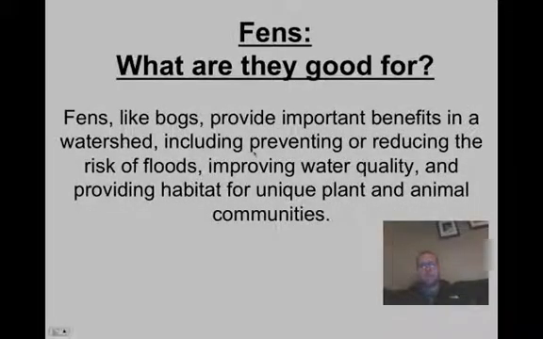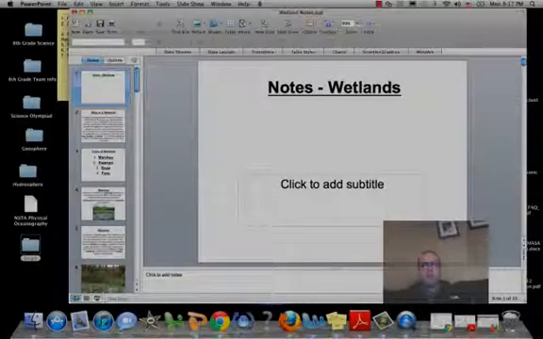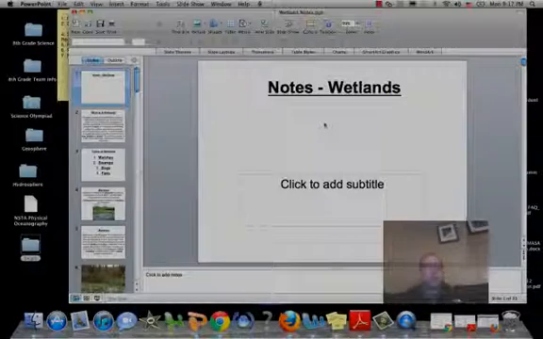And again, fens are good for what all wetlands are good for. Okay, including preventing or reducing the risk of floods, improving water quality, providing habitat for plants and animals, wildlife viewing, recreation, things like that. Okay, so I know these were kind of some quick notes.